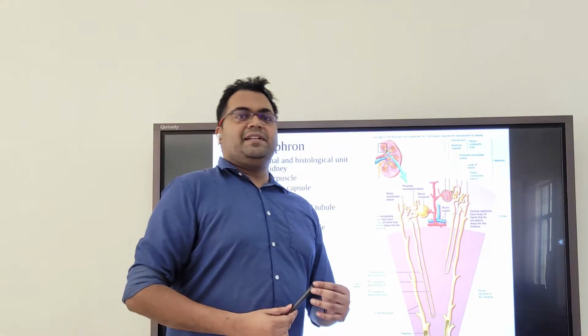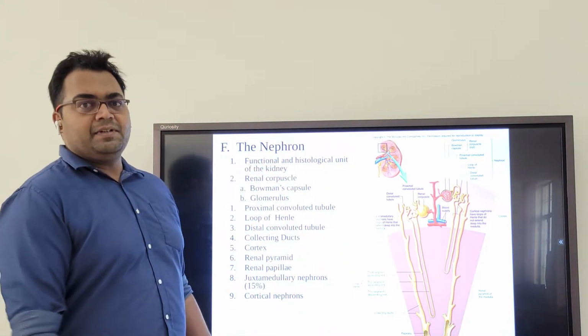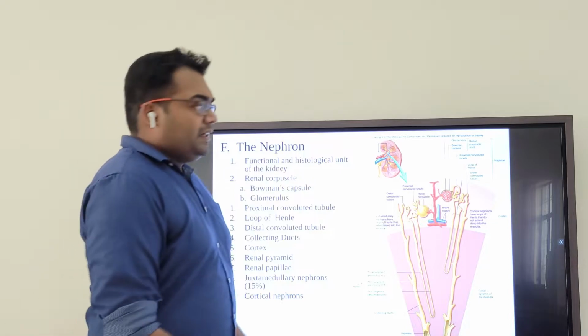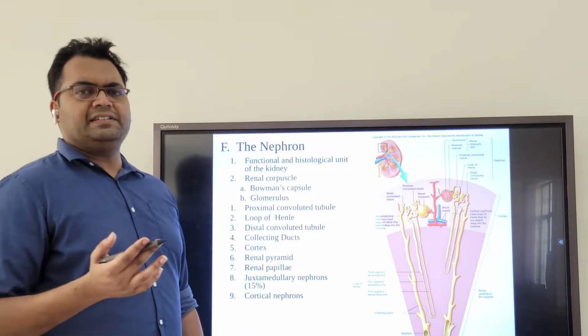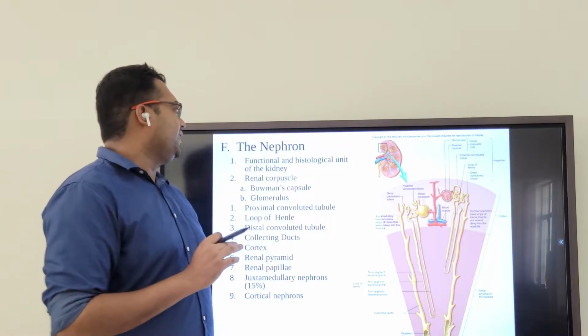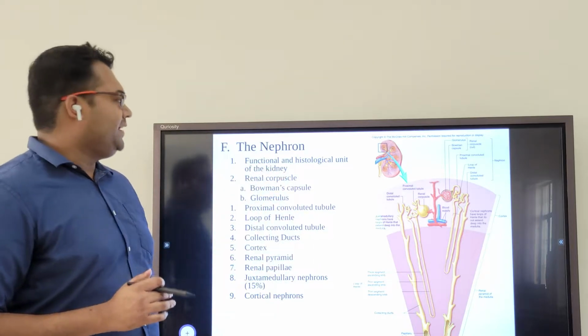I am Rahul Saha, I am the NEET faculty and today we'll be talking about the urinary system and I'll be bringing to you the lecture about the nephron. As you might already know, the nephron is the fundamental unit of a kidney. Each kidney contains almost 1.25 million nephrons.